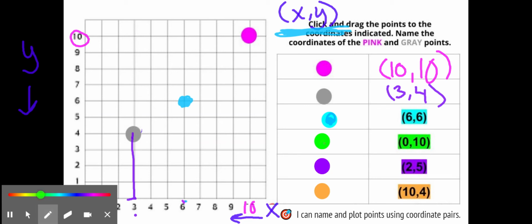All right, looking at this green point right here is at 0, 10. Okay, so if it's at 0 for my x, that means I'm not going to go over any. Then I'm just going to go up 10. So there's where that green point would be.